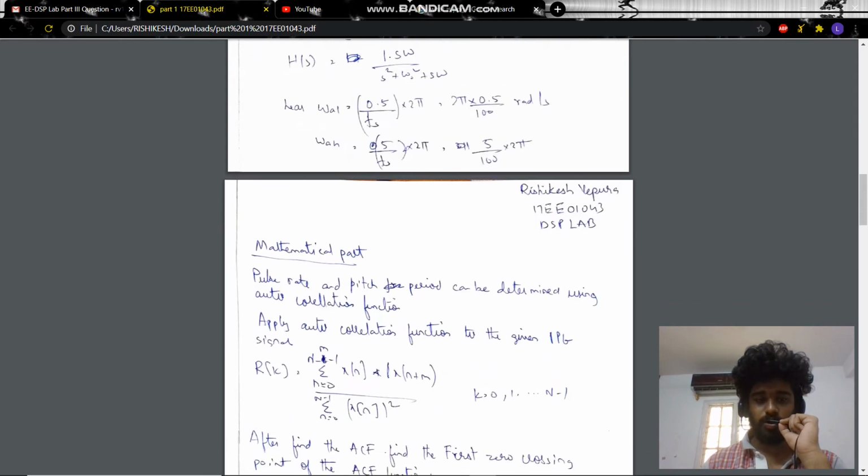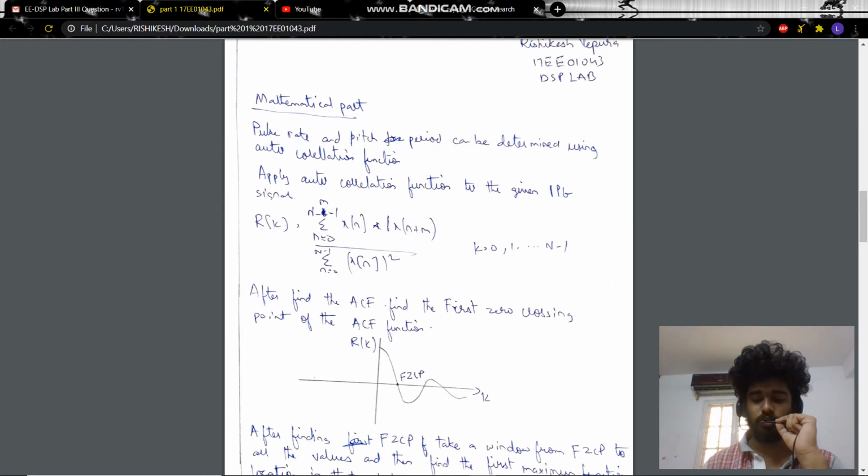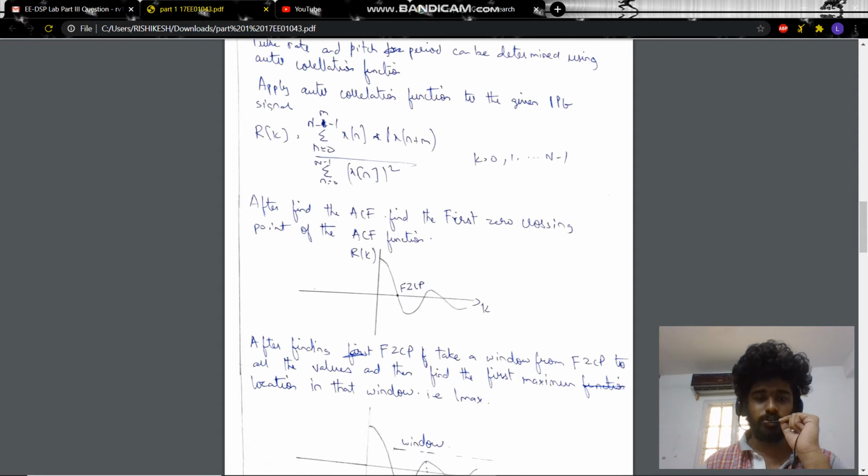Then coming to the pulse rate calculation. First we find the autocorrelation of the PPG signal using the formula: the summation of n equal to 0 to N minus m minus 1 of x[n] into x[n plus m], divided by the summation of n equal to 0 to N minus 1 of x[n] whole square. After finding the autocorrelation function, we plot it. The plot of the autocorrelation function is as shown.